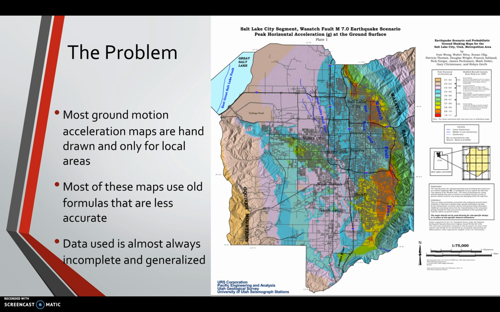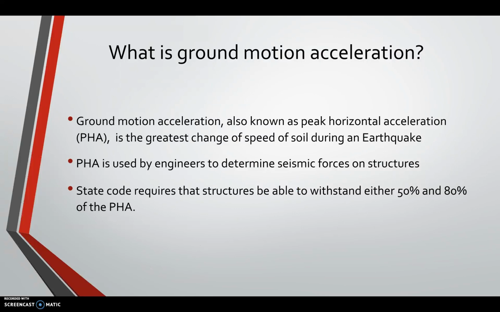So we talked with Dr. Frankie, and we figured that this could be a really cool project to make into a web application. So then people could click at any given point where there's fault lines and know exactly what the maximum ground motion acceleration is. This is important because state codes require that structures be able to withstand either 50 or 80% of PHA, which is peak horizontal acceleration, which is another name for ground motion acceleration. So in our app, we wanted to be able to display what those numbers would be for engineers.